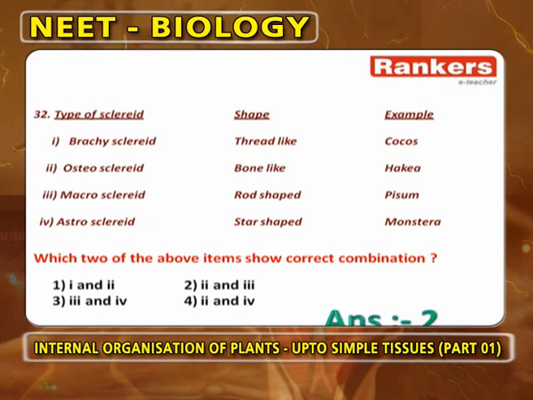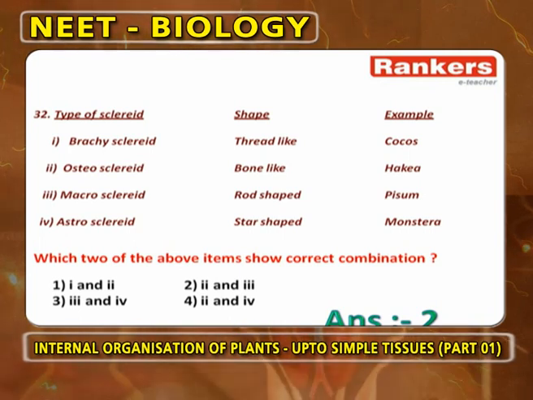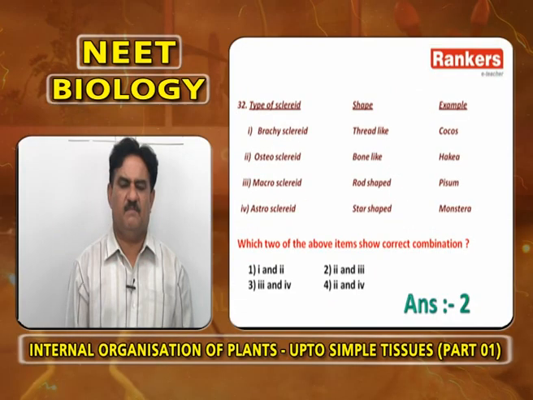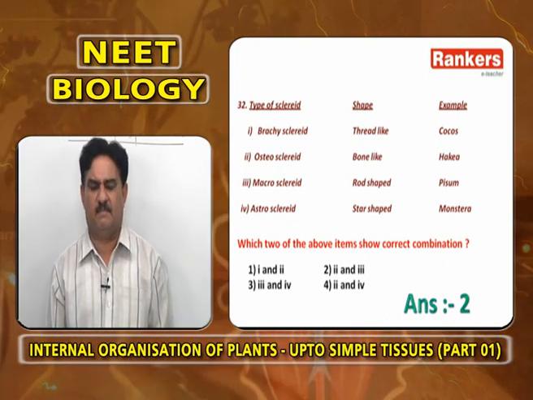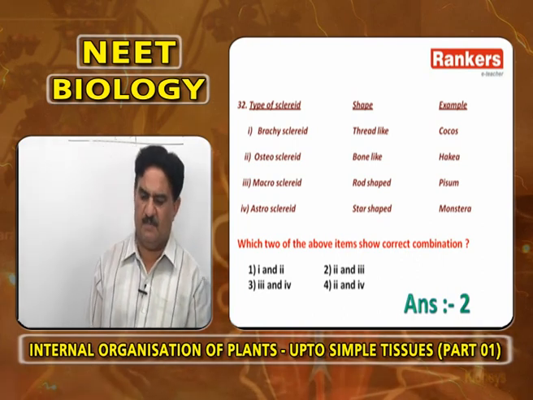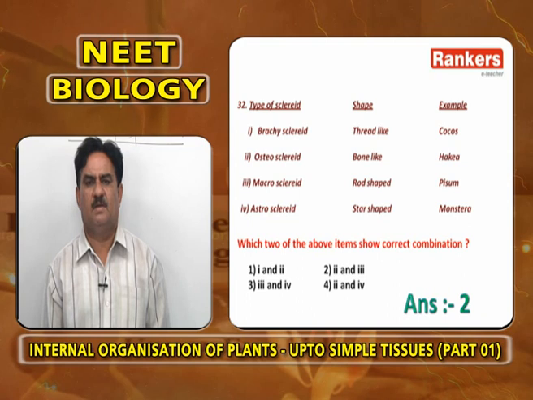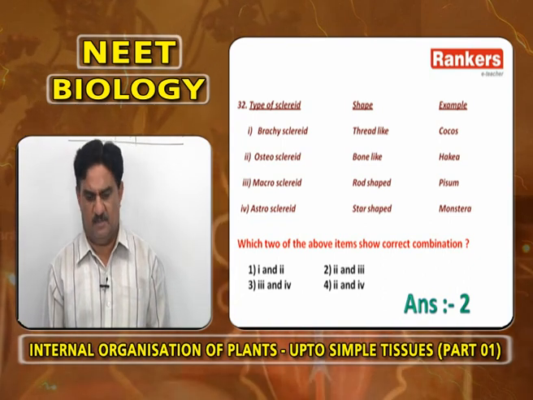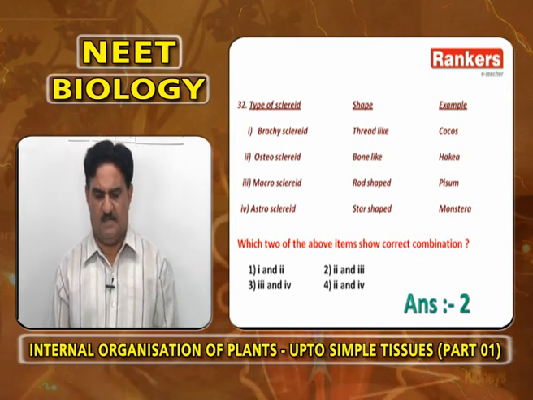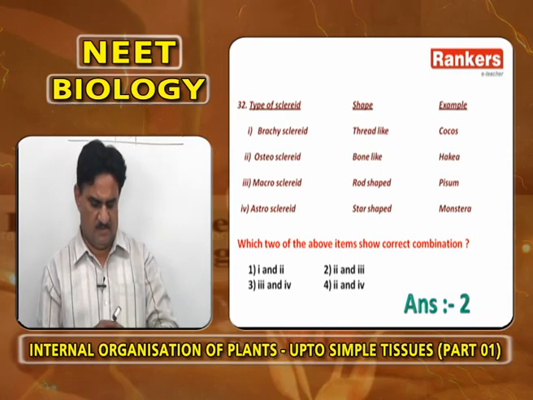This is another 3-column matching: type of sclereid, shape and example. Brachysclereid, thread-like, Cocos. Brachysclereid is not thread-like; it is circular and parenchyma-like, so thread-like is wrong. Osteosclereid, bone-like, Hakea is correct. Osteology is the study of bones, so osteosclereids are bone-like. Macrosclereid, rod-shaped, Pisum is correct. Macrosclereids resemble palisade parenchyma, rod-shaped sclerenchyma cells, present below the epidermis of any pulse like Pisum or groundnut. Astrosclereid, star-shaped, Monstera is wrong; Monstera shows hair-like trichosclereids. So 2 and 3 are correct, which is the second option.